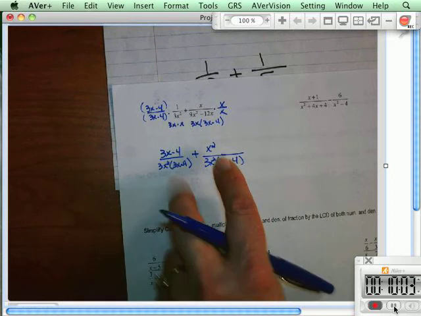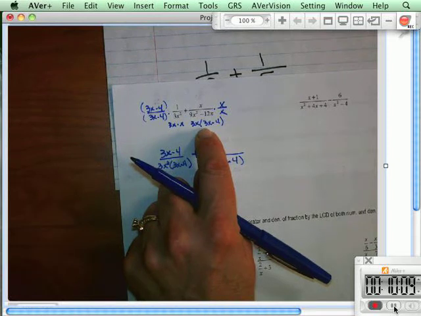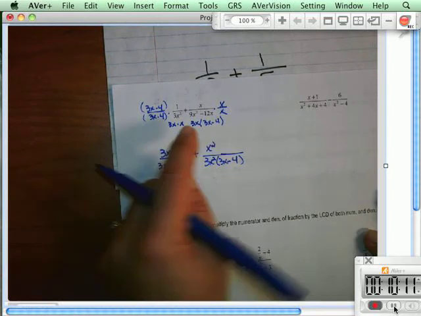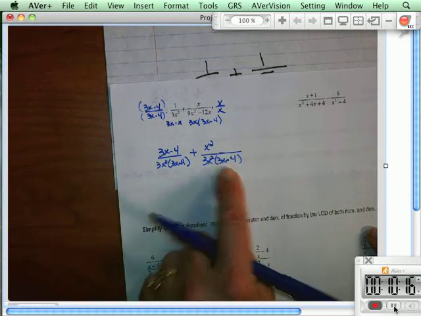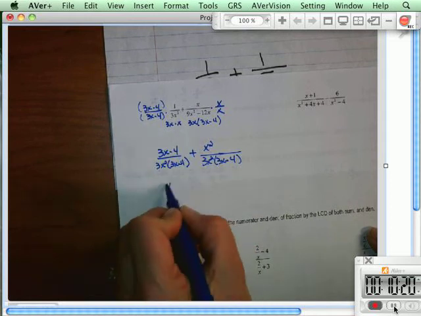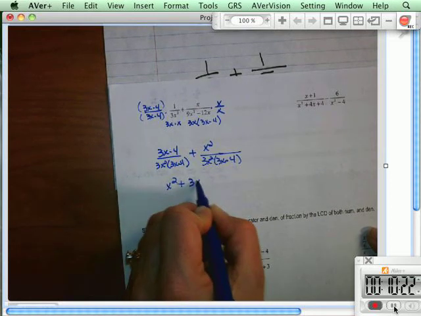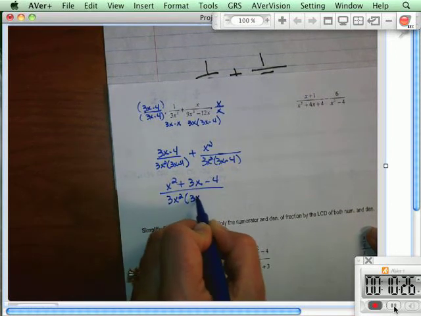This and this are the same thing, aren't they? Yeah? Yeah. Okay. And now do I have a common denominator? Yes. And so then I'm going to add this stuff together. It's add. So I put the x squared in the front to write the polynomial correctly. And that's all you can do with that one.